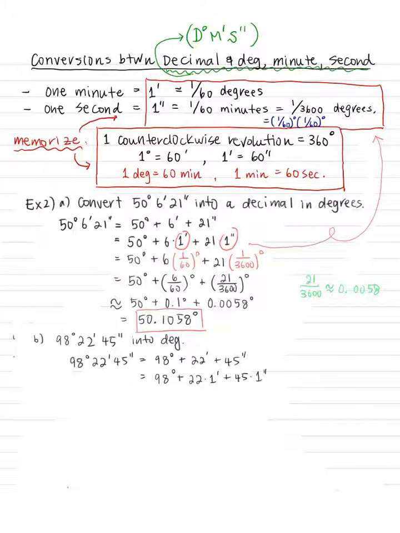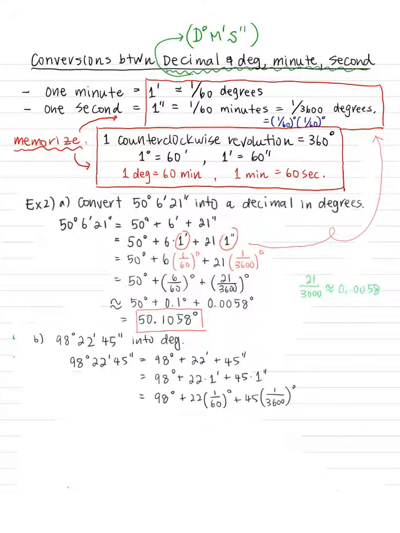Okay, so we're going to do the same business as what we did above. So this is the same thing as what? 98 degrees plus 22, and then 1 minute is 1 over 60 degrees, and then plus 45, and then 1 second is 1 over 3600 degrees. Hope you're getting the hang of it. Okay, so now use your calculator to approximate.